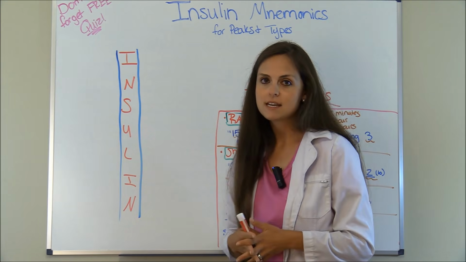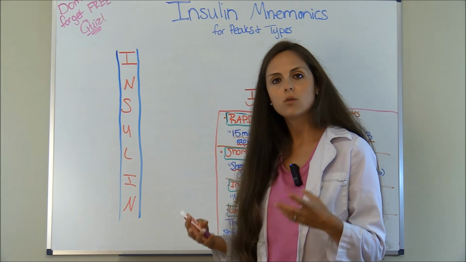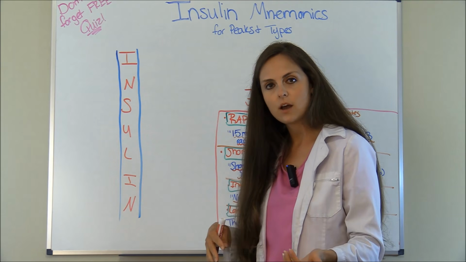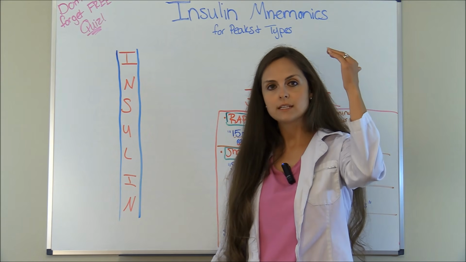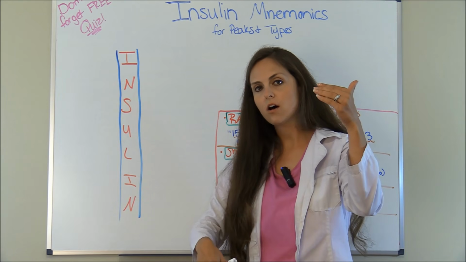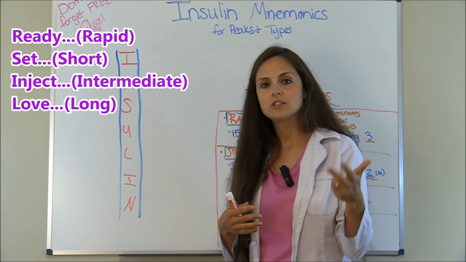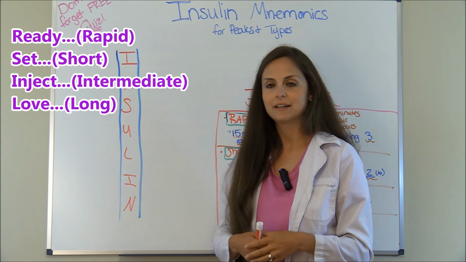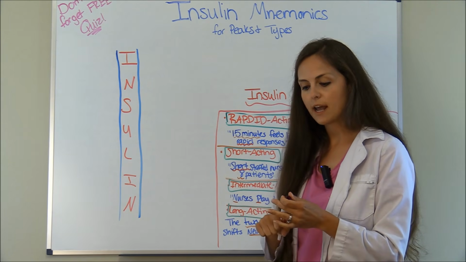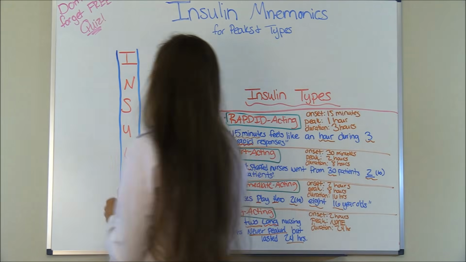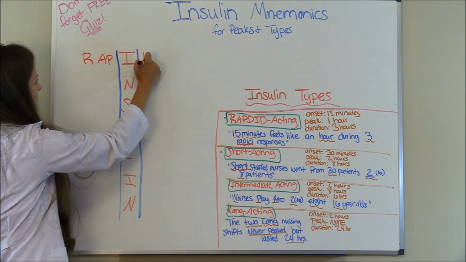A good technique to help you do this is to write out the word insulin, and we're going to use each letter to correlate whether it's rapid, short, intermediate, or long. Now, how can you remember that? Rapid is the fastest and long takes the longest. So I like to remember ready, set, inject, love, because with diabetics we're injecting them. So first, we're going to use this word and write out rapid. So rapid is the first one. It's the fastest.